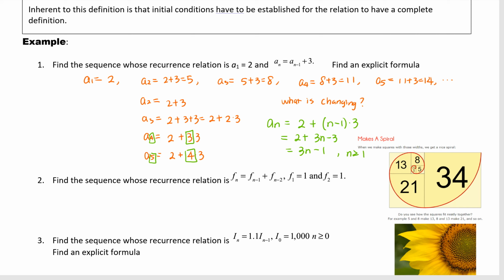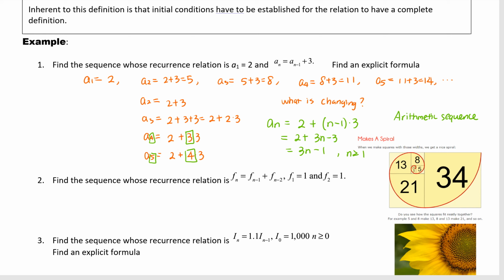Actually, this sequence is an example of an arithmetic sequence. In an arithmetic sequence, the difference between two successive terms stays the same.